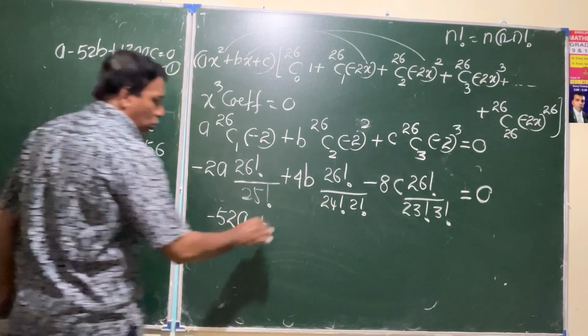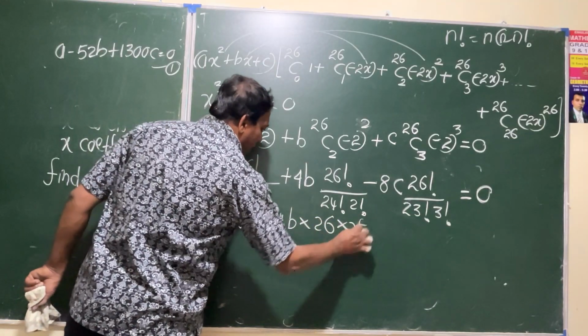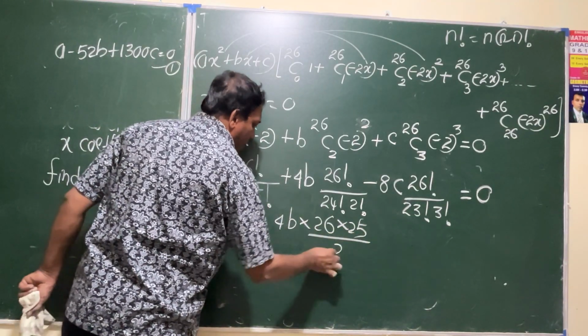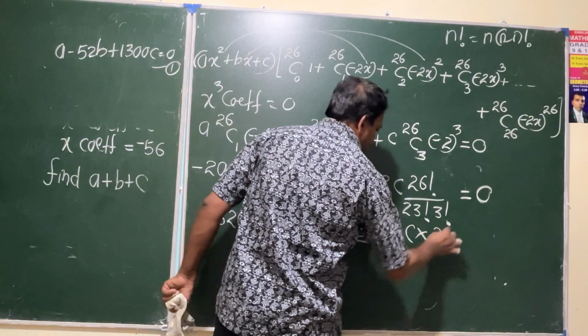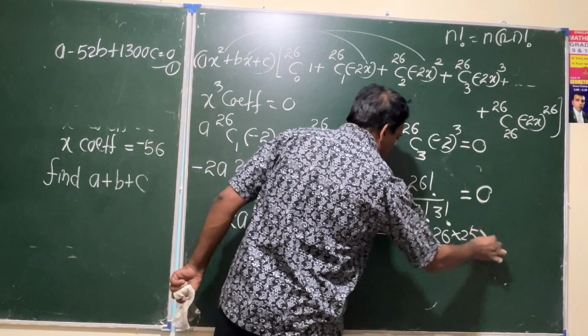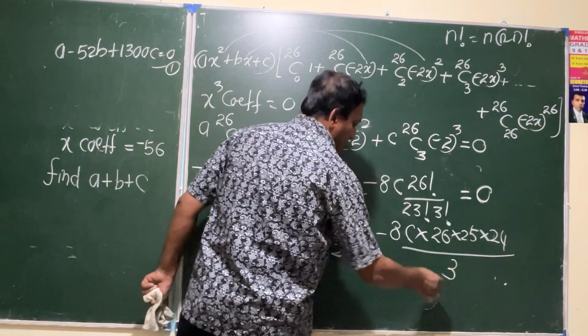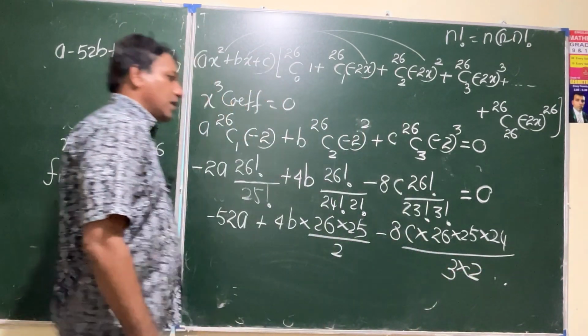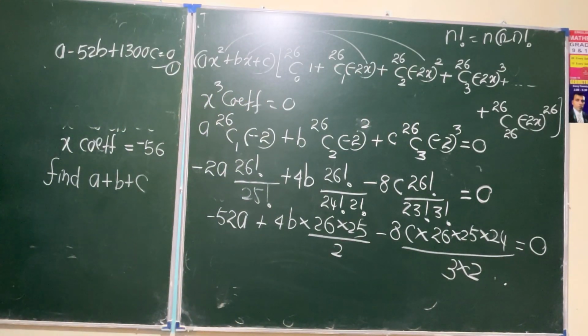And what is that? 4b into 26 into 25 into factorial 24 cancel below 2, right? What is 8c into, that is 26 into 25 into 24, and the other part cancels below 3, is it? 3 into 2, that's 6, equal to 0. So try to collect another simultaneous equation in terms of a, b, c from this form. So you have minus 26 and 25, 2.